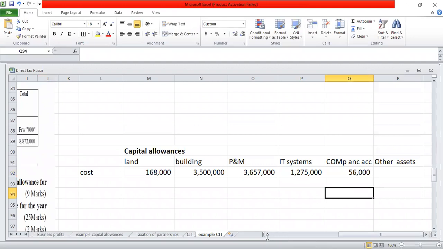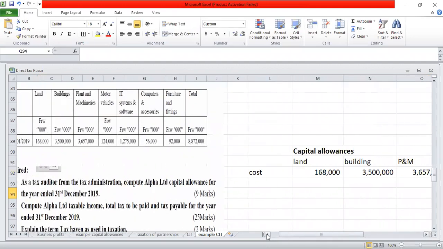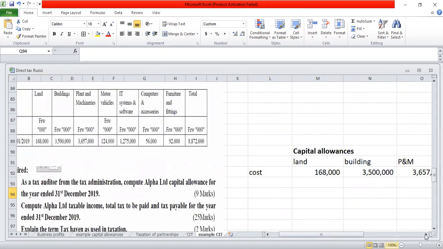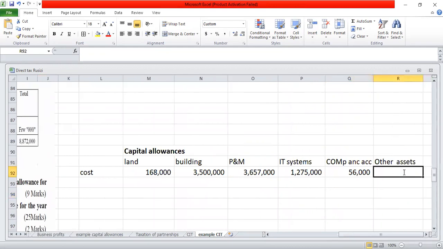And the other assets, I'm getting this: 124 plus 92, which becomes what? 124 plus 92, to get the other assets. 124,000 plus 92,000. So those are the other assets. I've combined them.